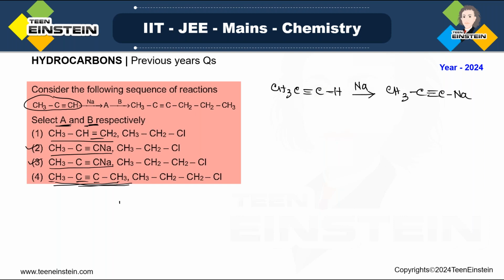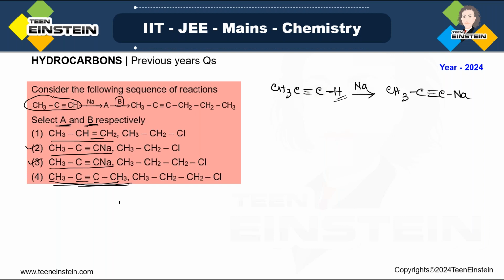And then why is option 1 not possible? Because it is a triple bond to double bond conversion. That means 2 hydrogens are needed, but you are not adding any hydrogen. You have added sodium. So at most you can get substitution of this hydrogen by sodium. So option 2 or 3, either of these 2 will be correct. Next we are treating it with B.